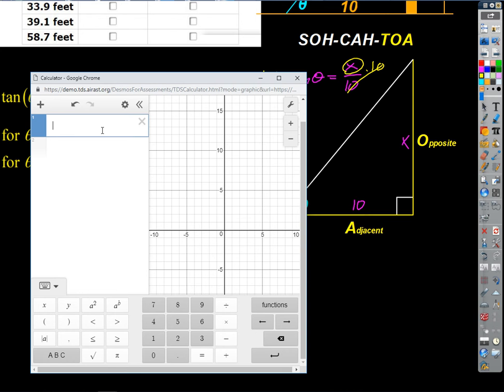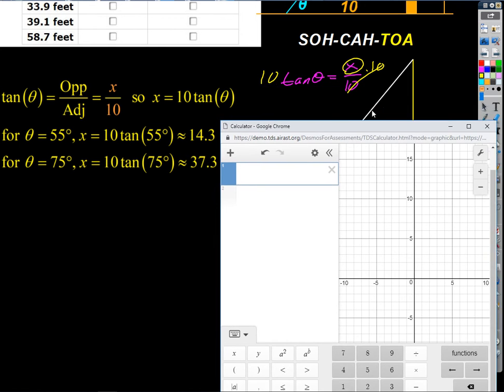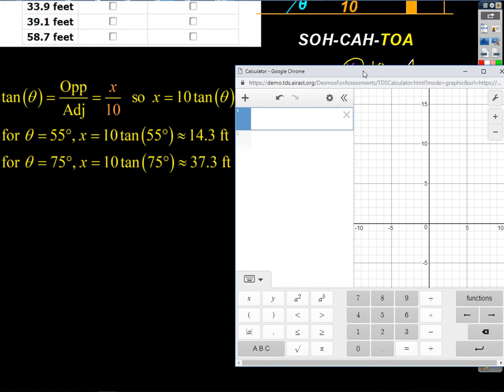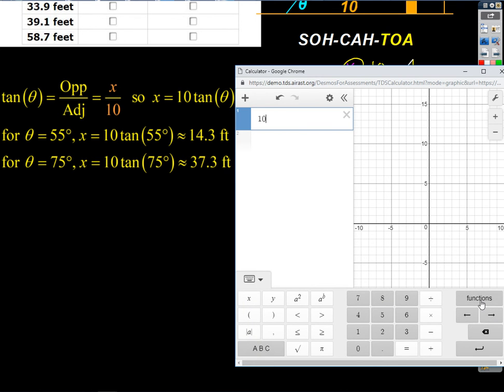All right, so all we got to do then is calculate 10 times the tangent of 55 degrees. Now how do you get tangent? You've got two options. You can just type in tangent and open a set of parentheses. Or alternately, you could open up the keyboard, go to functions, and there it is, tangent. We plug in 55 and it gives us the answer.